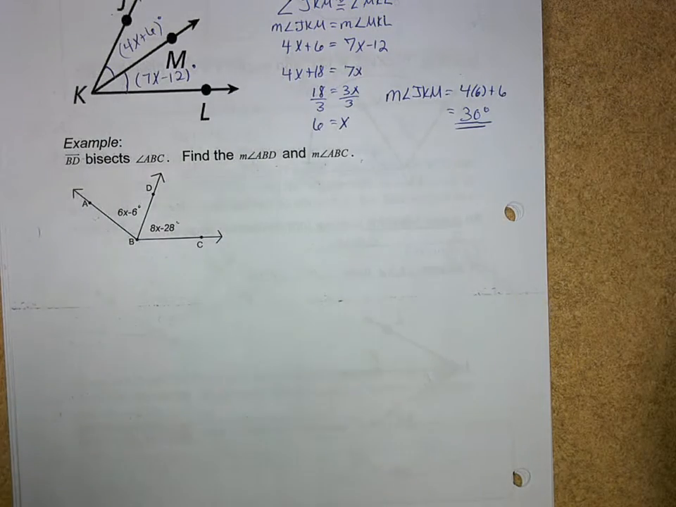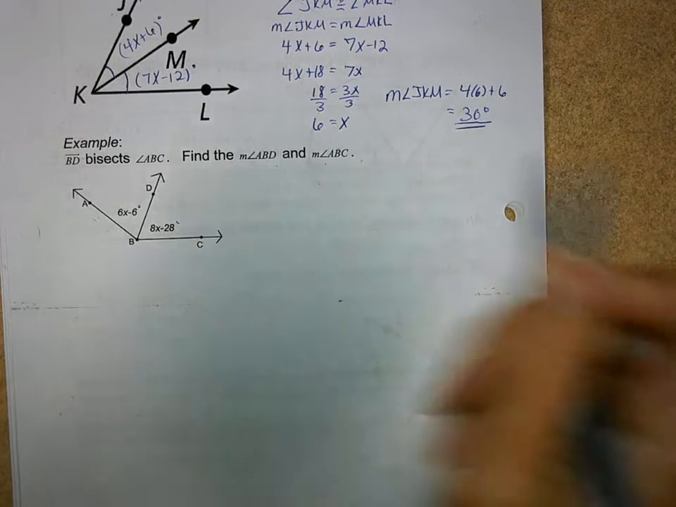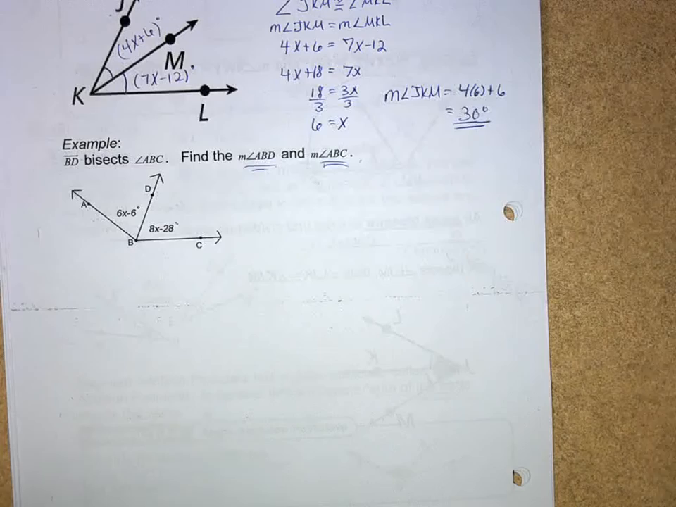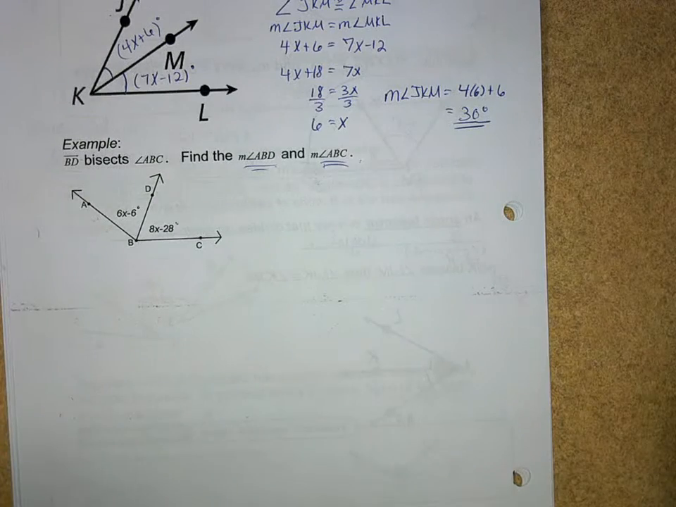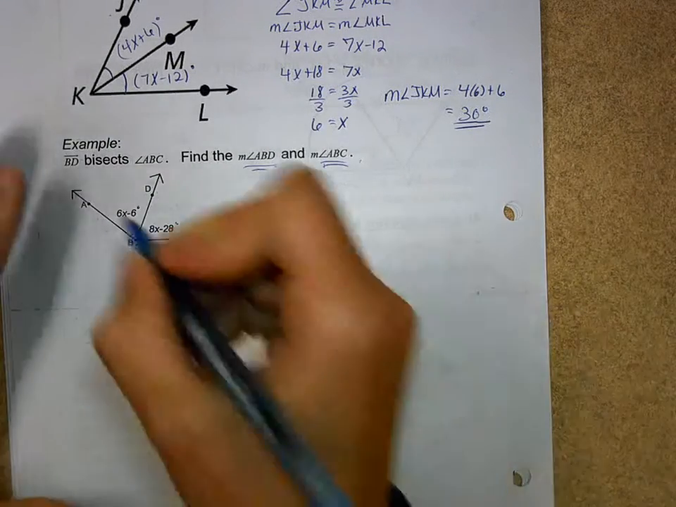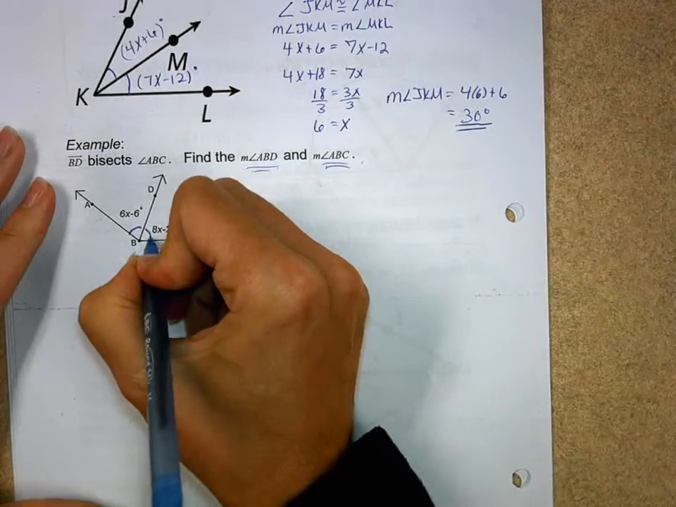So what do I have? I have a ray bisecting an angle. I have a diagram that illustrates that. Now, where do I want to go? I want the measure of 2 different angles. How am I going to get there? Well, the first how is mark up our given information. I know that these two are the same.